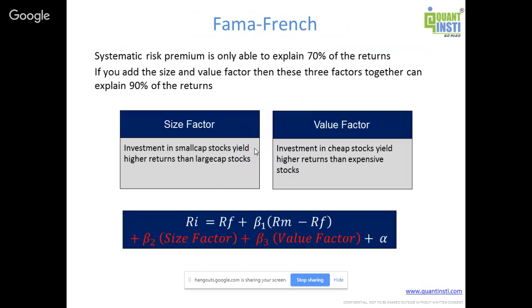But if you are paying a very huge price compared to your book value, so book value दो है और price 10 है, so that is a very expensive stock. So if you invest in a cheap stock compared to an expensive stock, आपके returns will be much better. So that is the value factor. And if I add those two factors in this equation, I am able to explain 90% of the equation. Returns.